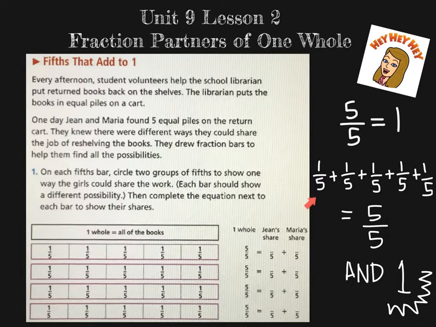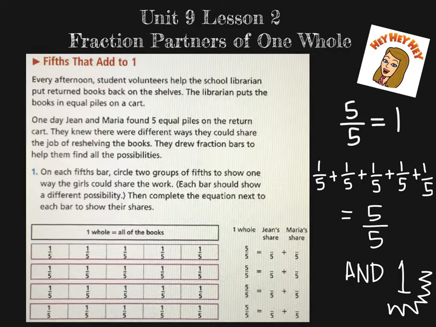So if we show that fraction chain of unit fractions, so remember unit fractions is the numerator is always 1. So 1/5 plus 1/5 plus 1/5 plus 1/5 plus 1/5 would be equal to 5/5, also known as one whole. Notice here that I have 5 of those fifths, so together we equal one whole. Now these girls are going to be trying different ways to stack these 5 equal piles.